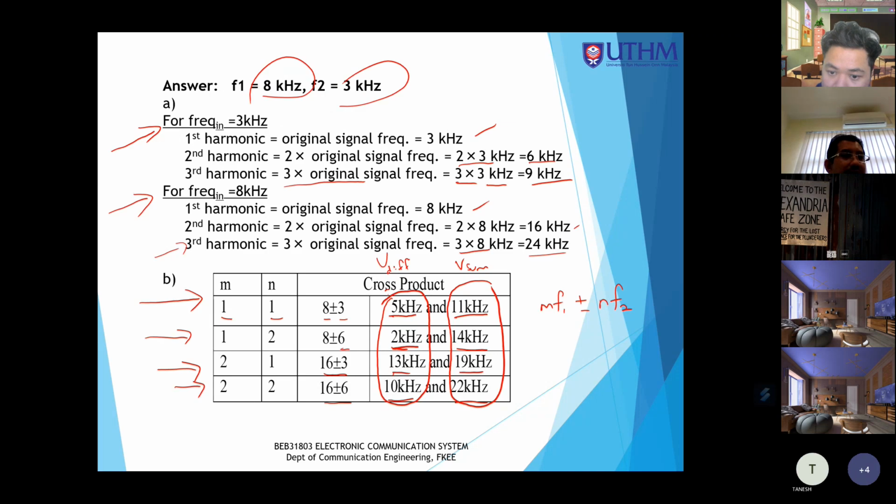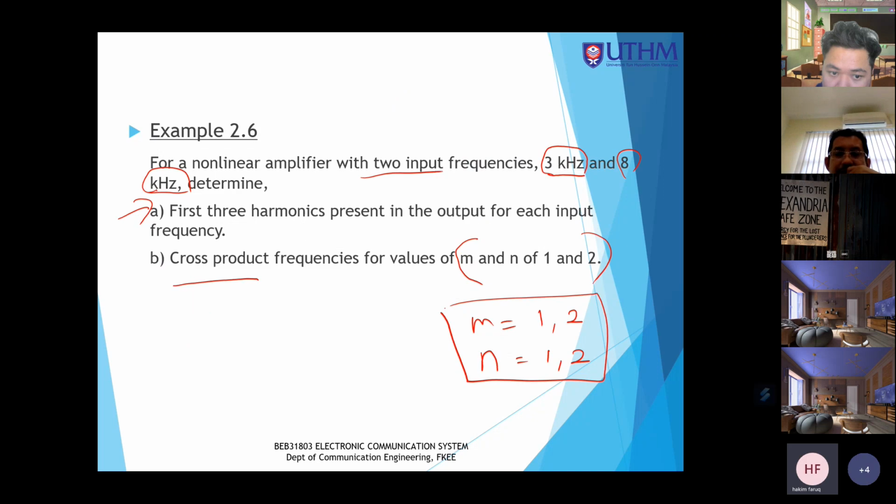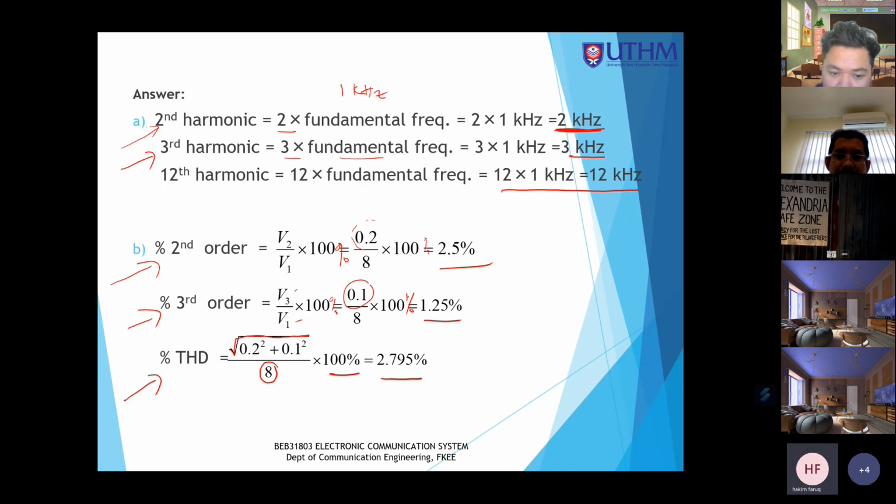Professor. Yes, silakan. Could you go back one slide before this one? This one? Yeah, to the question. For this question B, when it says the M and N of 1 and 2, does it differ to which harmonic position when it says 1 and 2, or does it not matter? What question does it say?